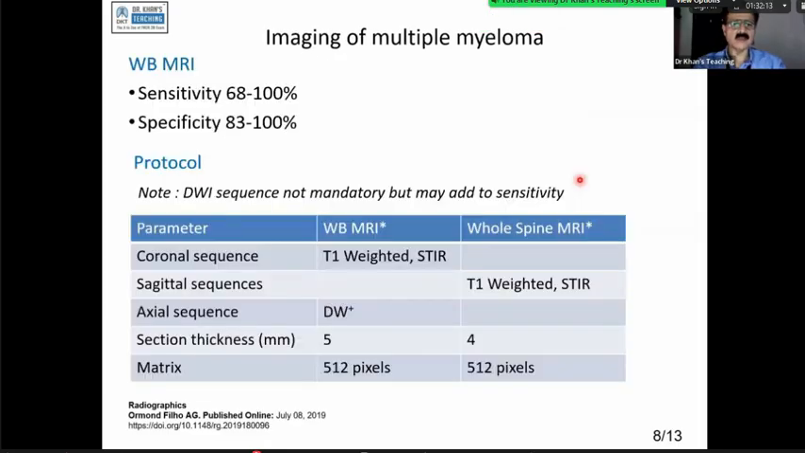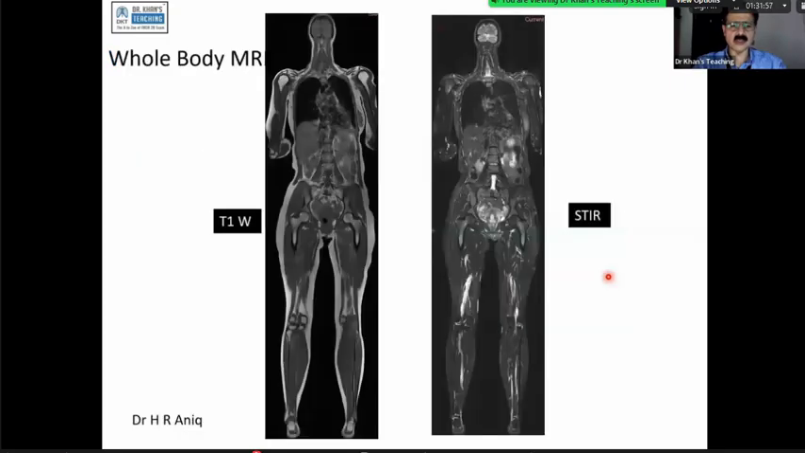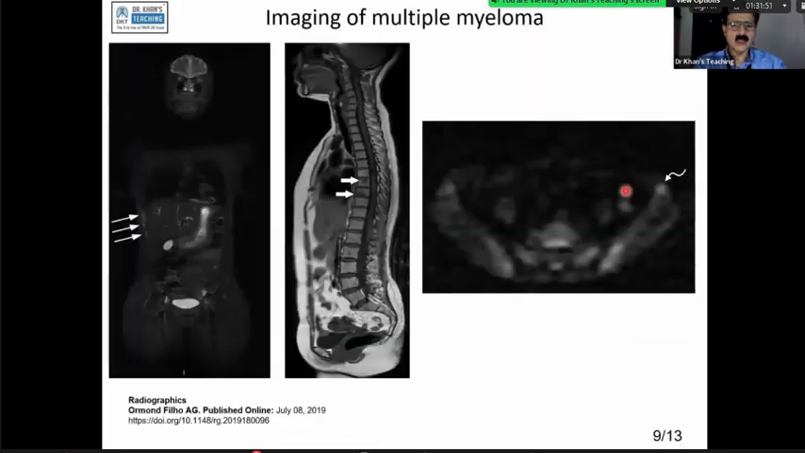Otherwise, whole body MR, the key sequences are T1 and STIR. And if you want to add a diffusion, you can. It can add to your sensitivity. But otherwise, T1 and STIR are considered good enough. This is a whole body T1 and a STIR sequence.